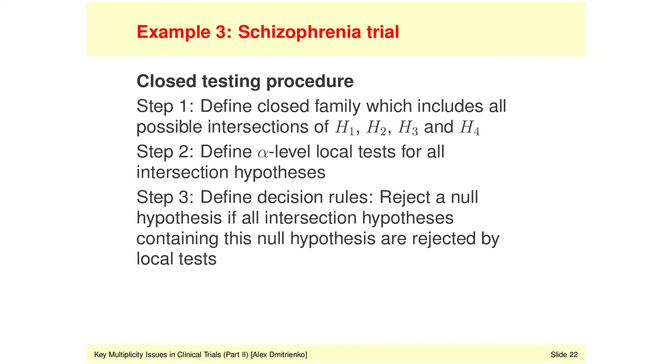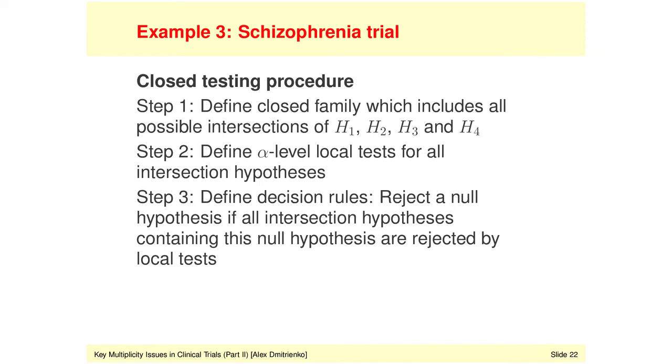After that, in step 2, we're going to define a set of alpha-level local tests for all intersection hypotheses in the closed family. And finally, step 3 would be to define decision rules for each individual null hypothesis. And this is something that would be applicable to a very broad class of closure-based testing procedures. According to the closure principle, we can reject a null hypothesis only if all intersection hypotheses containing this null hypothesis are rejected by their respective local test.